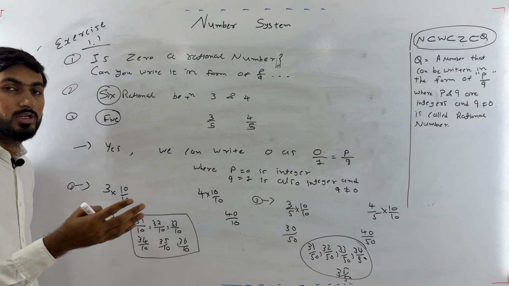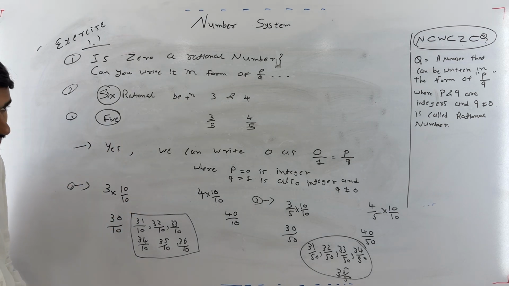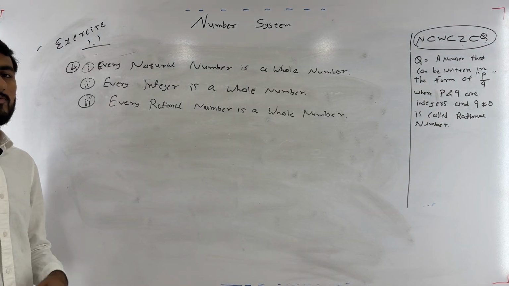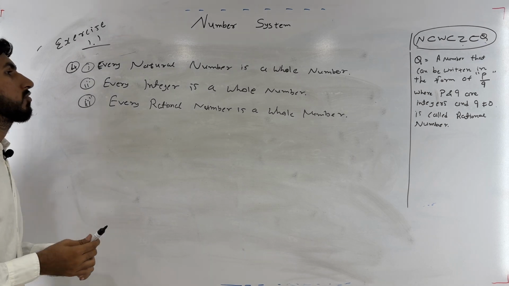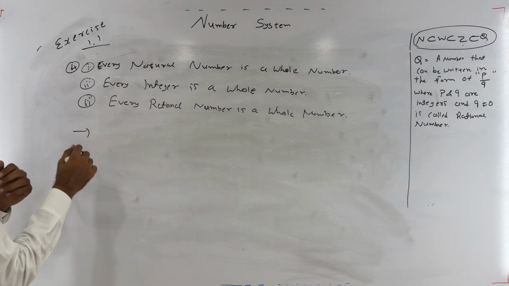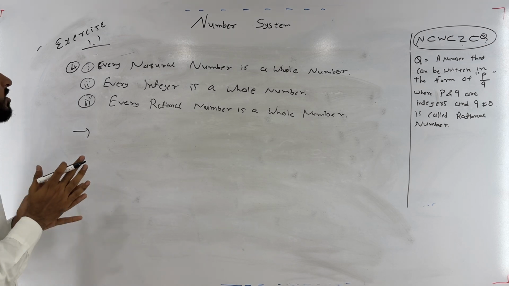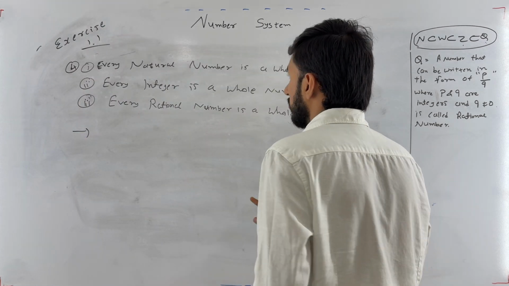Now the fourth question is, we are given 3 sentences and we have to say yes or no. So here is the fourth and last question of exercise 1.1, and that is, we have to state whether the statements are true or false, and we have to give a reason also. The first is, every natural number is a whole number. Is it right or wrong?